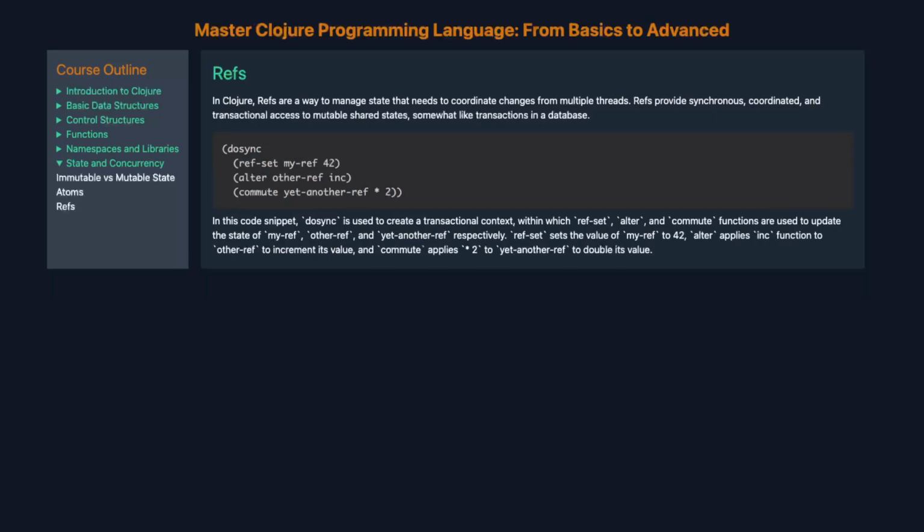Refs. In Clojure, refs are a way to manage state that needs to coordinate changes from multiple threads. Refs provide synchronous, coordinated, and transactional access to mutable shared state, somewhat like transactions in a database. In this code snippet, dosync is used to create a transactional context within which ref-set, alter, and commute functions are used to update the state of my-ref, other-ref, and yet-another-ref, respectively. ref-set sets the value of my-ref to 42, alter applies the inc function to other-ref to increment its value, and commute applies a function to yet-another-ref to double its value.